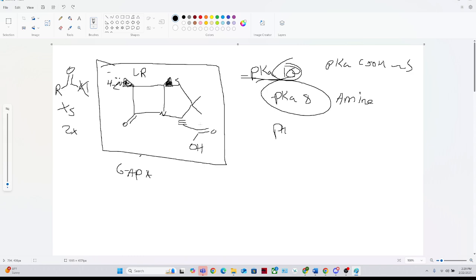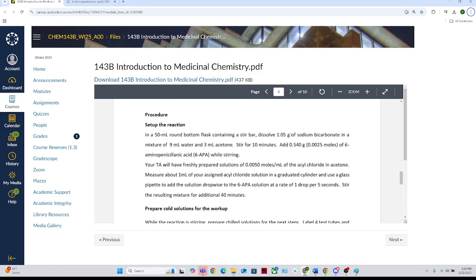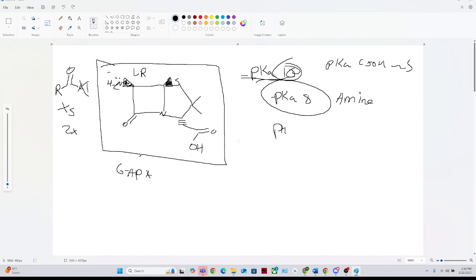That's why you actually use a lot of base, okay? And this is something you should consider in any synthetic strategy, like how many acid-base sites do I have, and so how much base should I use? If you look at it, you're using like 1 gram of sodium bicarb, which is actually a lot. I did the calculations myself. It's about 0.1 mole of bicarb compared to 0.0025 mole of APA and 0.005 mole of acyl chloride. So that's why you use such an excess amount of bicarb.